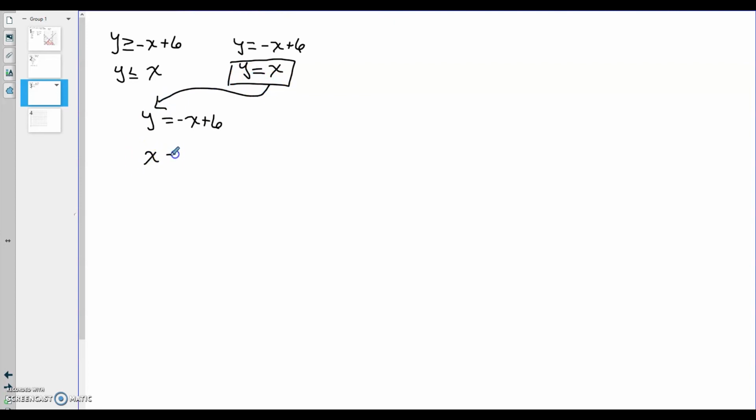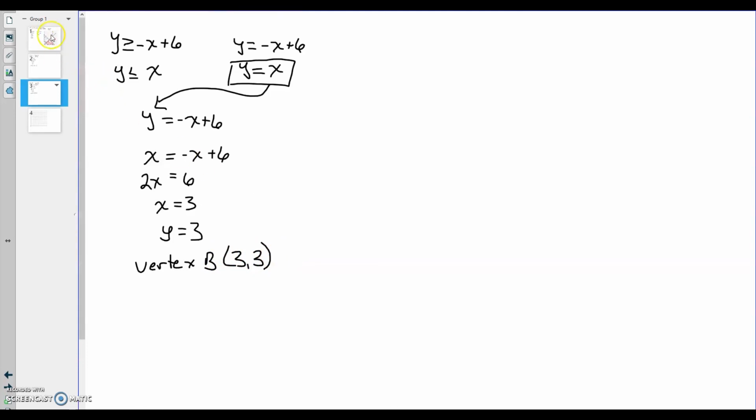So now we can say x is equal to negative x plus 6, solving for x, we have x equal to 3. We can then substitute x equal to 3 back into this equation and get the y value, which in this case is very simply 3. So therefore vertex B is 3, 3.